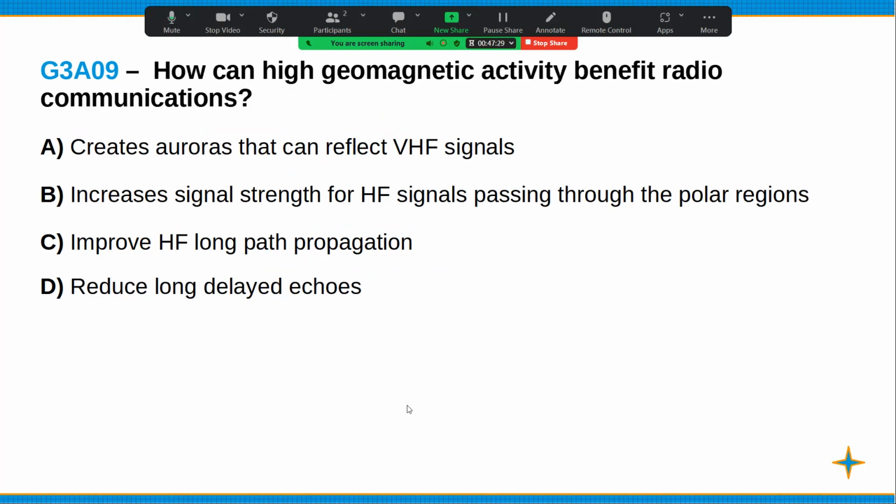How can high geomagnetic activity benefit radio communications? Improve, create auroras that can reflect each other. Okay, there you go.